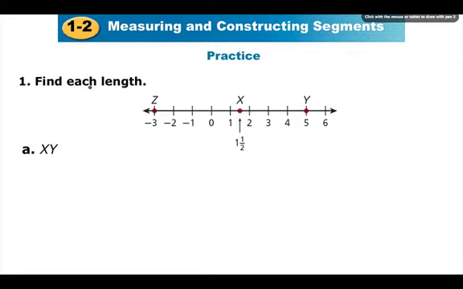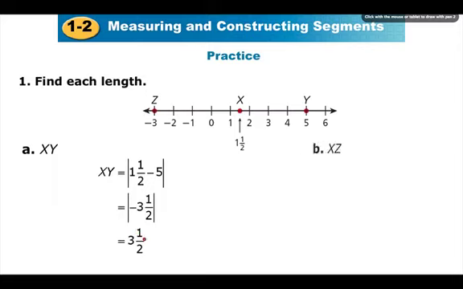Practice says find each length. Part A says find the length XY. So here's X, here's Y. We're going to find the distance. Apply what we saw in the previous slide. So all we need to do is find the absolute value of the value of X, the value of Y, 1/2, 5, subtract, a little bit of pre-algebra here, and then take the absolute value and you end up with this.